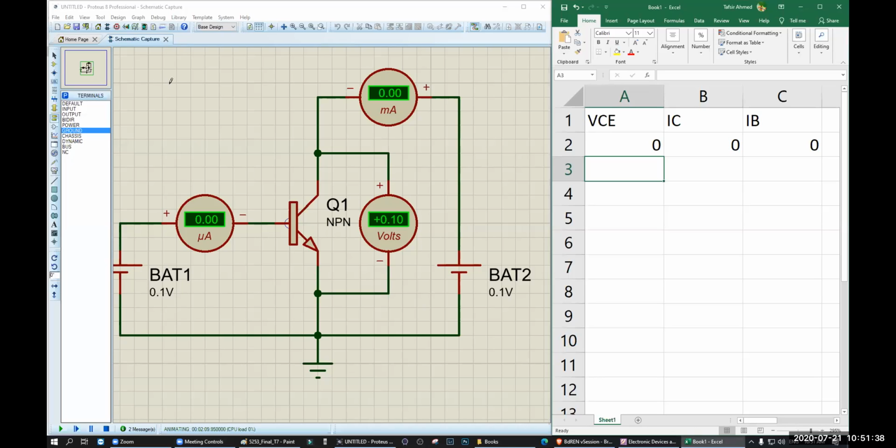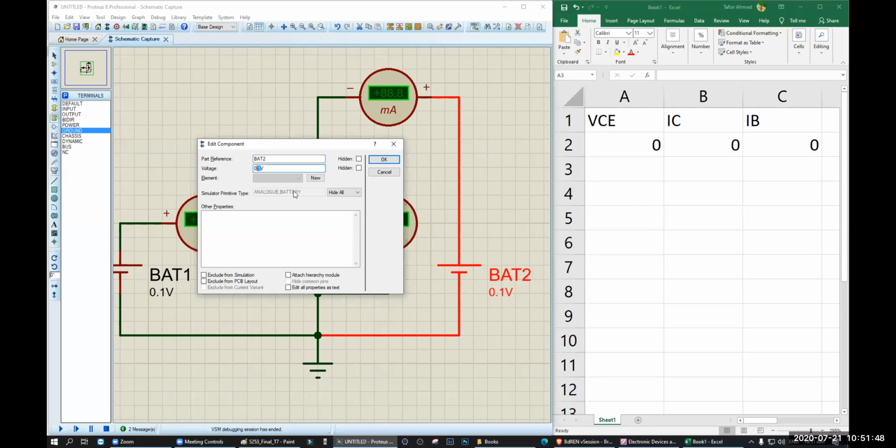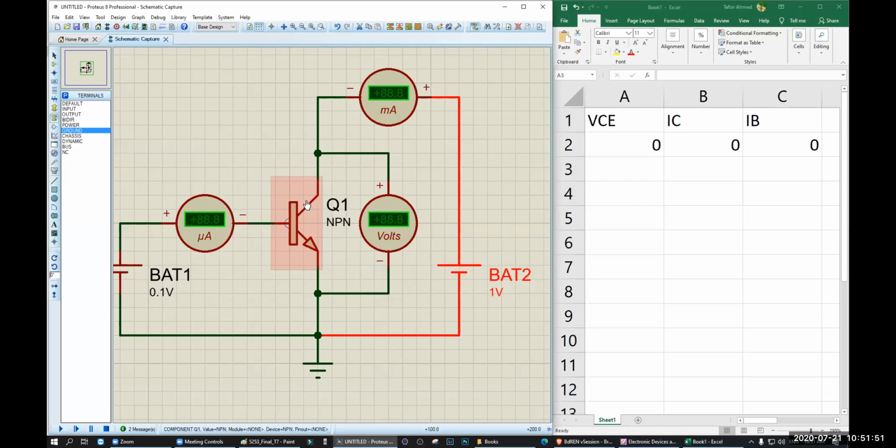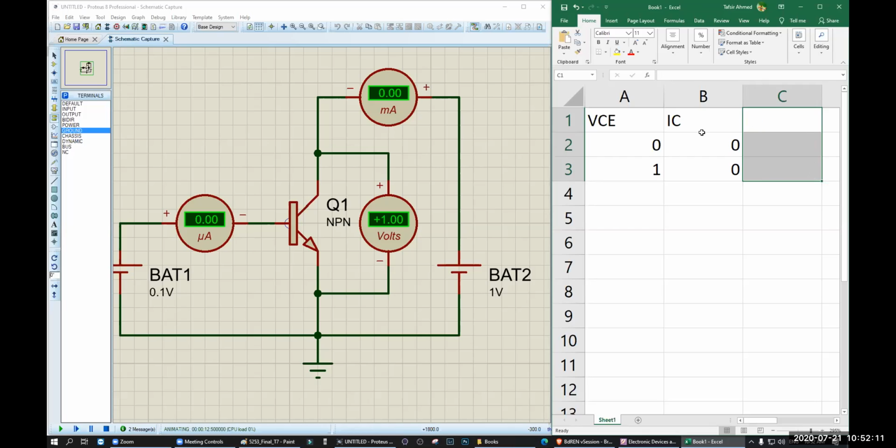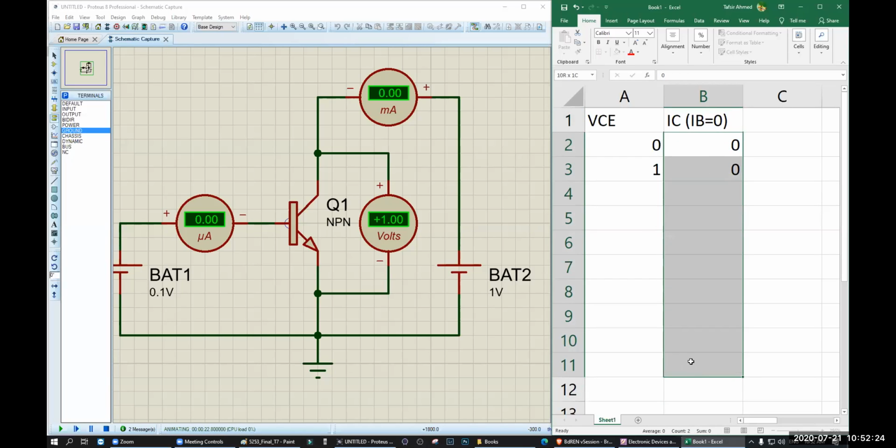Now, I'm going to change this. If I give 1, nothing will happen, because your current is 0. Do not write it here. That means this line is for when IB is equal to 0. That's fine.